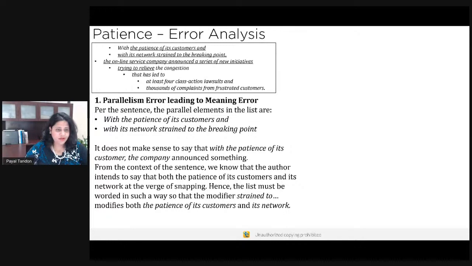Okay, now does everyone understand the parallelism error that leads to the meaning error? Yes, no?